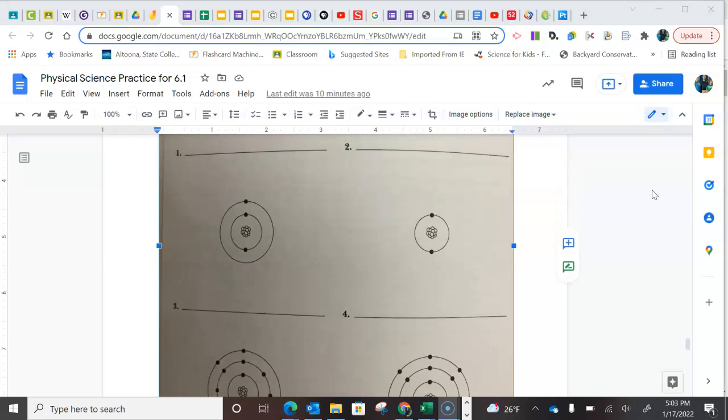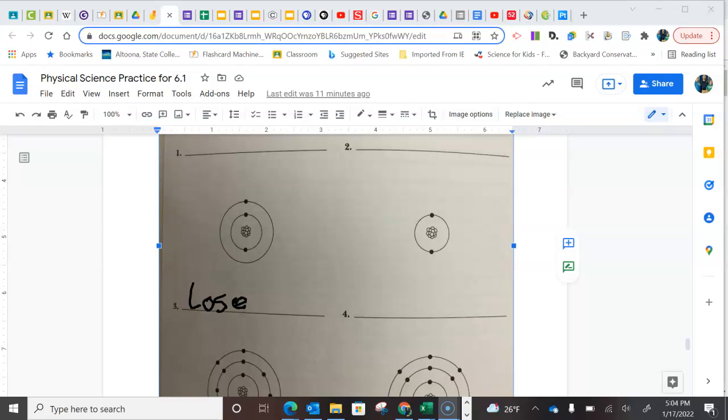All right, so here's one here. 1, 2, only 1 in the outer shell. So this is the question you have to ask yourself: is it easier to gain 7 electrons or lose 1? Well, it's much faster to lose 1. So this one's going to just lose that 1 electron.